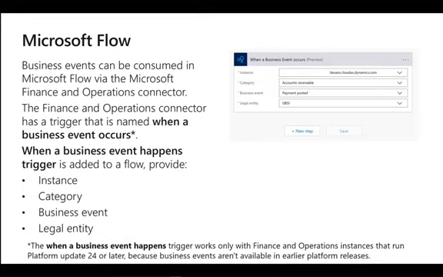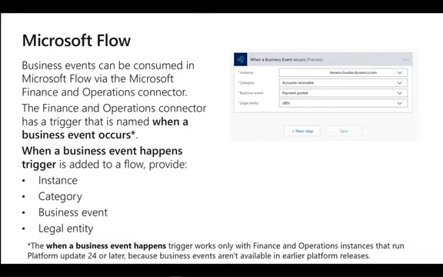When the flow is saved, a subscription to the selected business event is added to the environment instance. As part of the subscription process, the required endpoint is set up, and the corresponding business event is activated. If either the trigger or the flow is deleted or disabled, the business event is automatically unsubscribed from. Multiple flows can subscribe to the same business event in different legal entities or in the same legal entity.